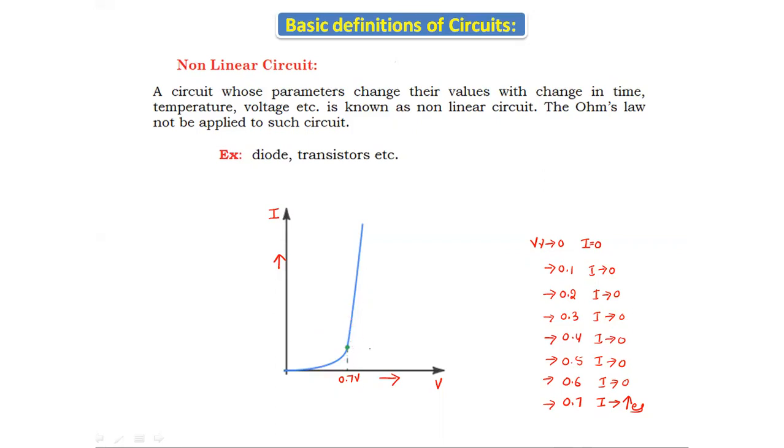This is the diode forward bias characteristic. The voltage and the current are not linear; it has a non-linear characteristic. That's why the diode and the transistor both have non-linear characteristics, and that's why we take the diode and the transistor as examples of non-linear elements. So this is about the non-linear element.